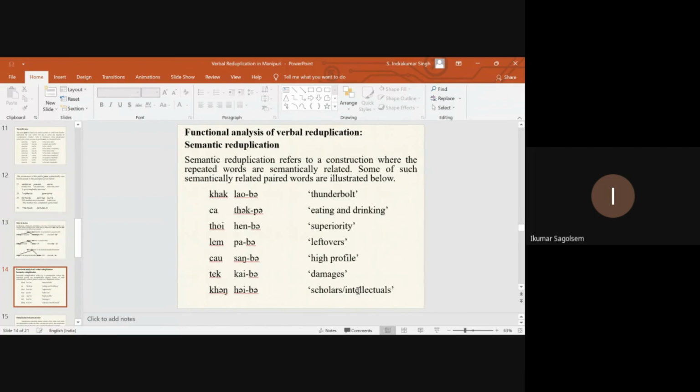In semantic reduplication, the elements in the paired construction are verbal roots, which can take aspect, nominalizer, etc., and semantically they are related. For example, in the pair khak lauba, the verbal root khak means to have a loud noise, and the verbal root lau means to scream abruptly. The entire paired word khak lauba expresses the meaning of thunderbolt, which comes with the flash of light. Similarly, in khang haiba, the root khang means to know, and the root hai means to learn. The entire paired word carries the meaning of scholar or intellectual, that is, the one who knows and learns is the scholar or intellectual.